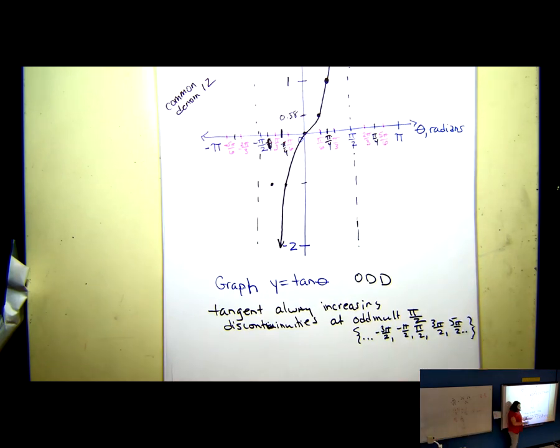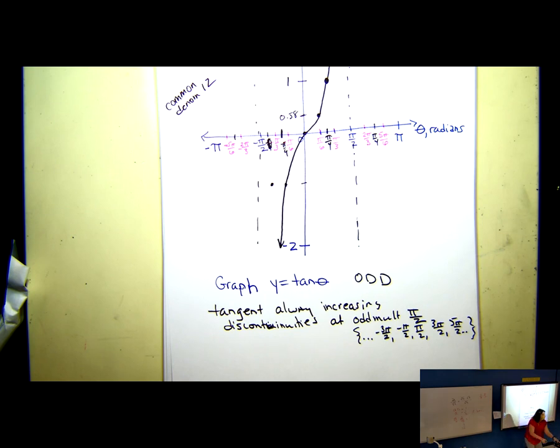Attribute 1: tangent's always increasing. When you draw it, your arm will always go upward, unless you just jump over a vertical asymptote, then you can pick up your pencil. Attribute 2: places where you pick up your pencil for the basic function is always an odd multiple of pi over 2. Where it's undefined.